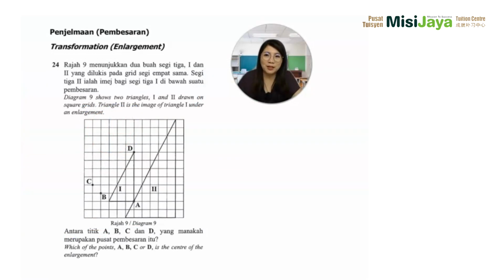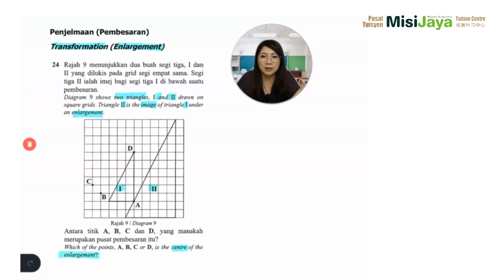Okay, so this chapter is transformation, and it's related to enlargement. Let's read the question. Diagram 9 shows 2 triangles, 1 and 2, drawn on square grids. Triangle 2 is the image of triangle 1. So triangle 1 is the object under an enlargement. Which of the points A, B, C, or D is the center of the enlargement?